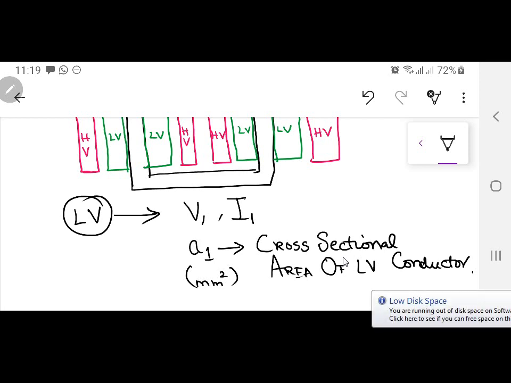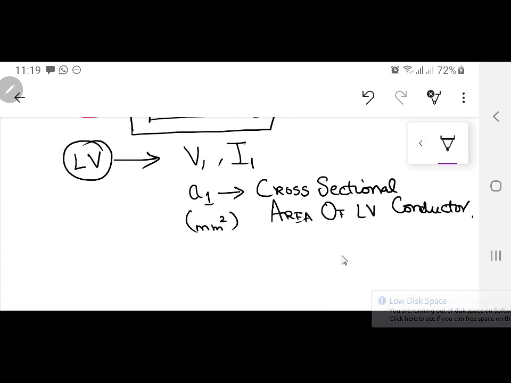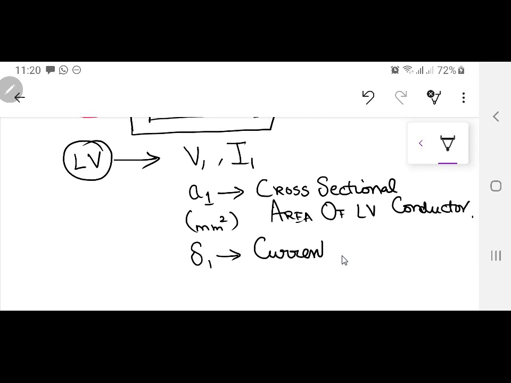One thing very important in this course: have a habit in every step, please write down the units. Unit conversions are very important. If you are working in millimeter square, keep it in millimeter square. If the question is given in centimeter or centimeter square, the first thing, whenever the question comes, convert it into your units or the asked units. This is very important. A1 is the cross-sectional area of the conductor, and delta 1 is the current density of the low voltage winding.